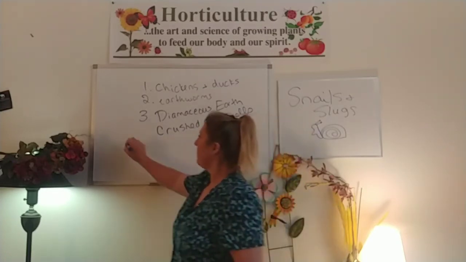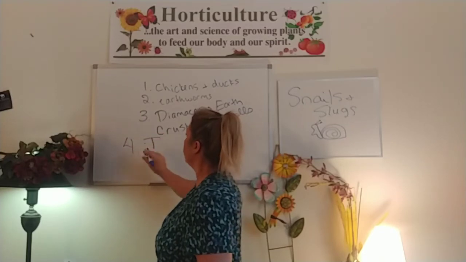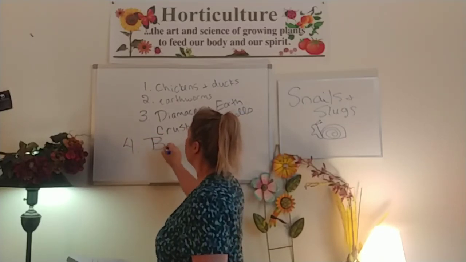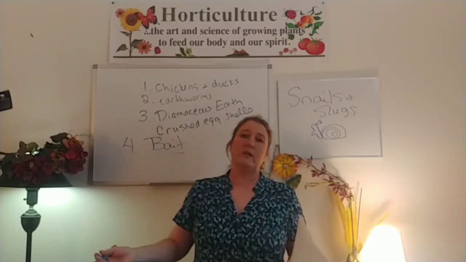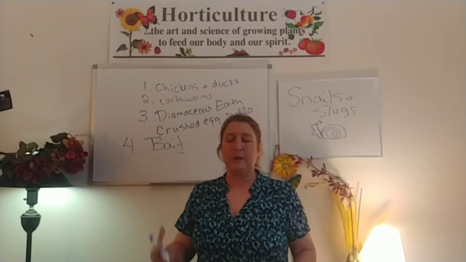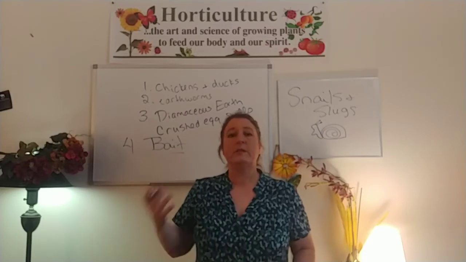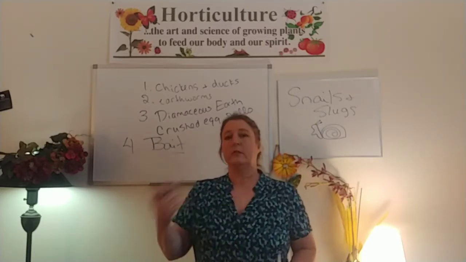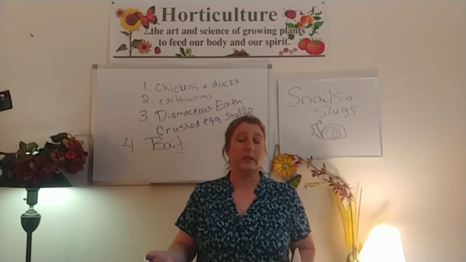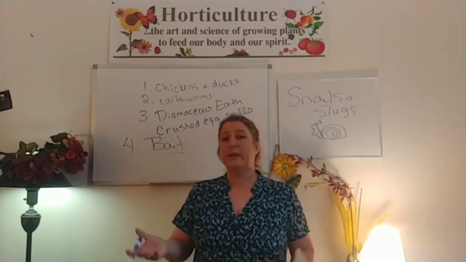All right. Another IPM you can use is, oops, let me write this correctly, bait. So we can bait, and this would fall under traps. So we're going to bait and trap. What would be some bait we could use for slugs and snails? Grape juice is really good. They'll crawl in the grape juice and they'll drown. That attracts them. Another really good one, believe it or not, is beer.